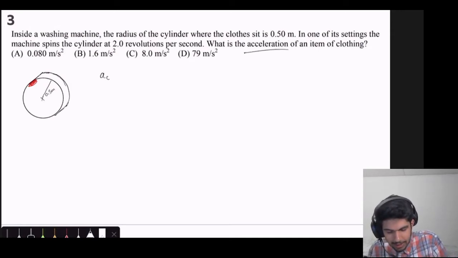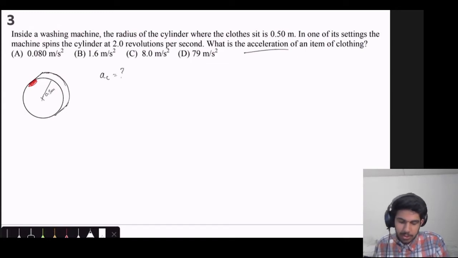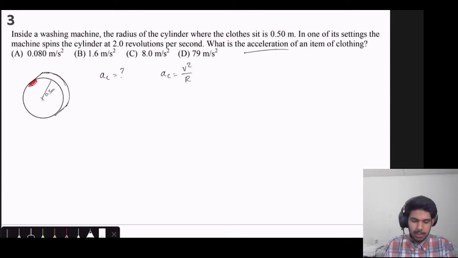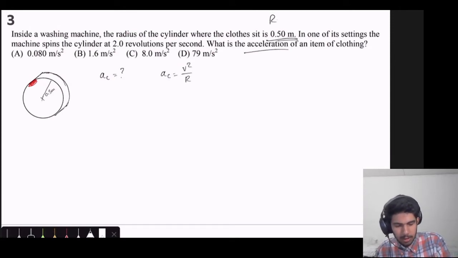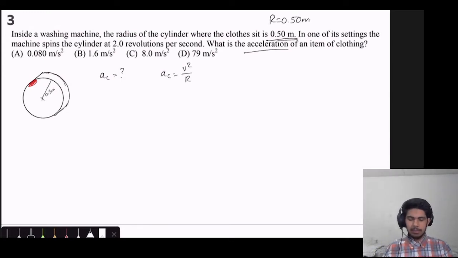So a sub c in particular, because it's circular motion, is what? Well, let's just use our formula from question 1. a sub c equals v squared over r. We know what r is, right? This is r right here. r equals 0.50 meters. But we don't have velocity.